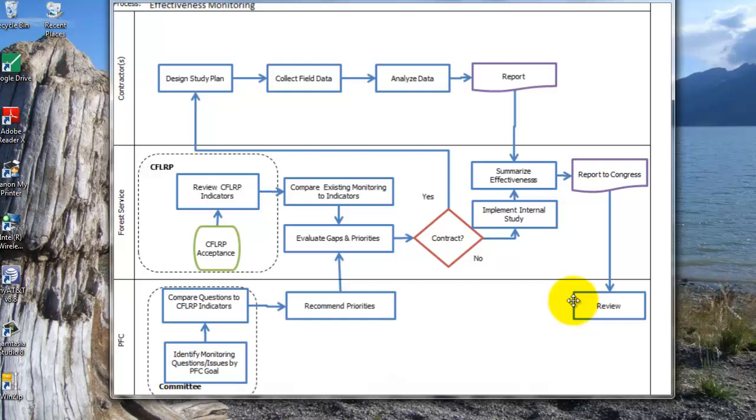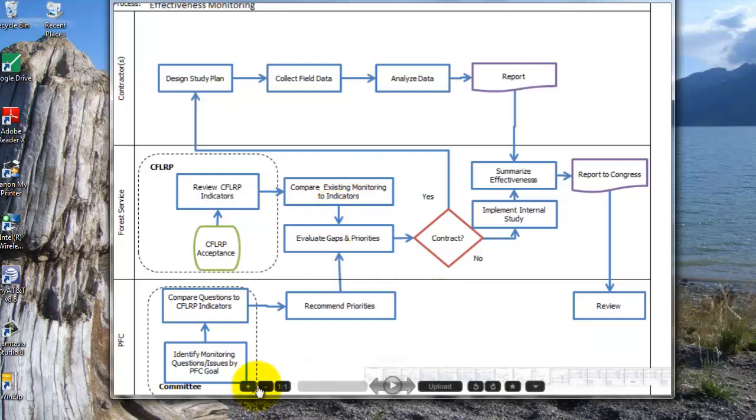And then it's the Forest Service's role to produce the report that goes to Congress, and then the PFC would review the report, and ultimately the results of that report could help modify or improve the project design for future projects. But this information also provides the general public with the progress and successes of forest restoration.